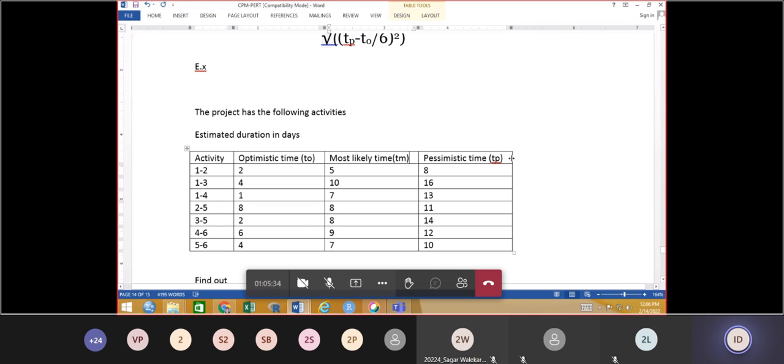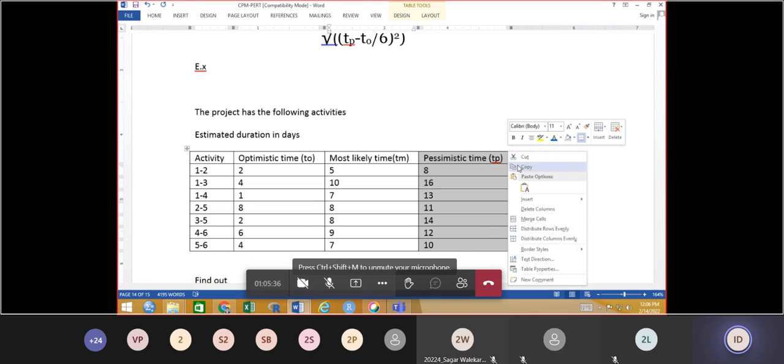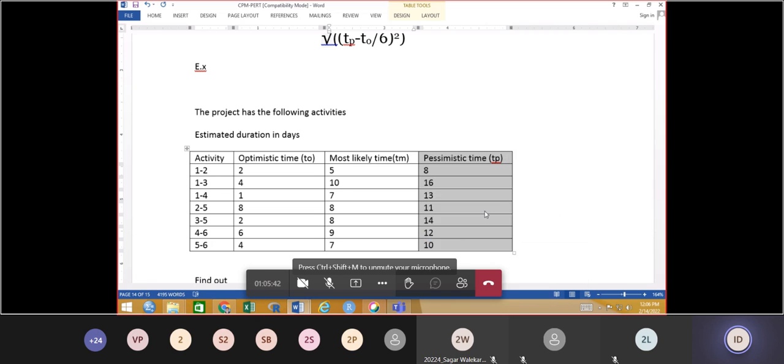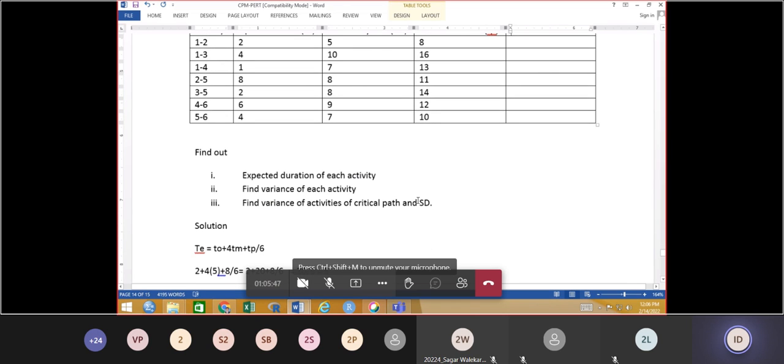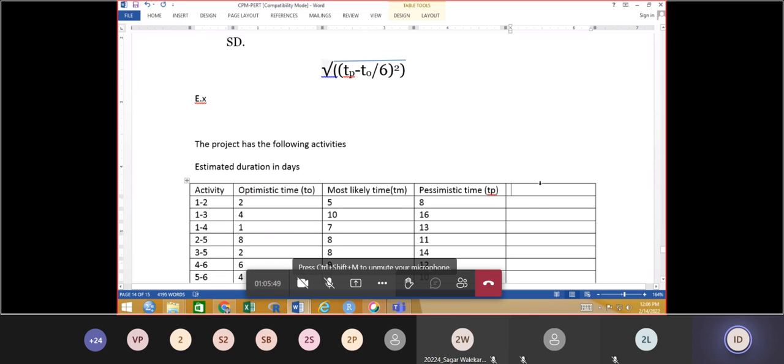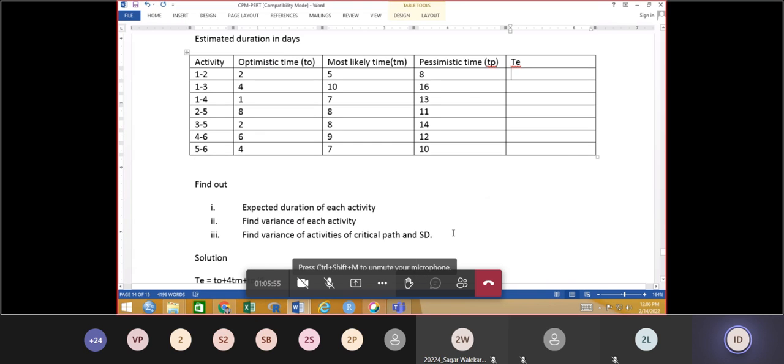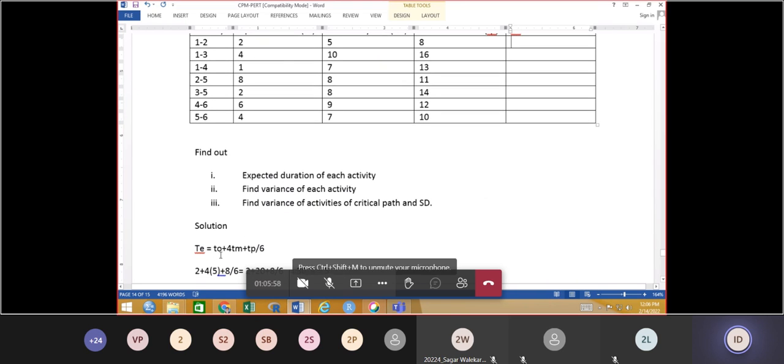I will insert one column here. What is to be calculated now? Expected time, TE. You have to calculate TE. What is the formula to calculate TE? Come on, put into the formula here. TE is equal to optimistic time plus 4Tm plus TP, divided by 6. Right? That is the formula.